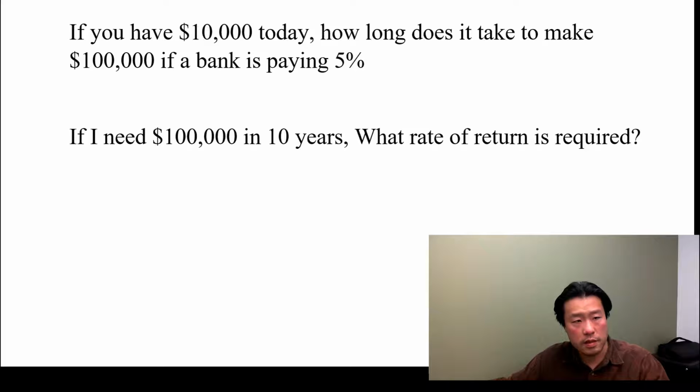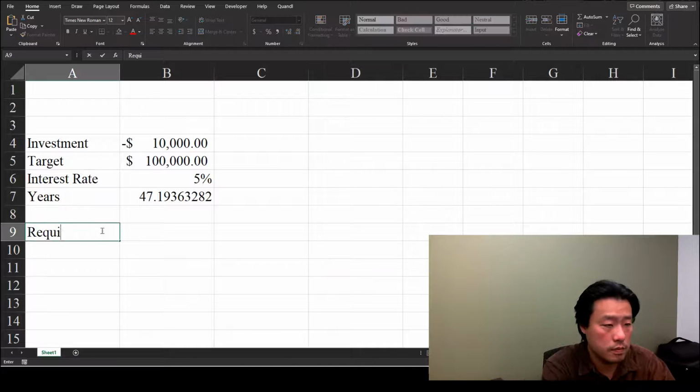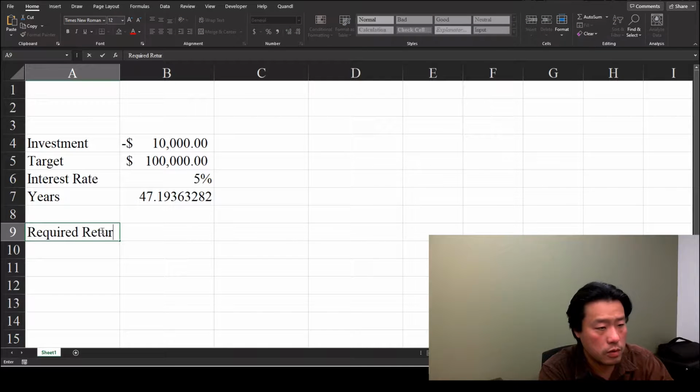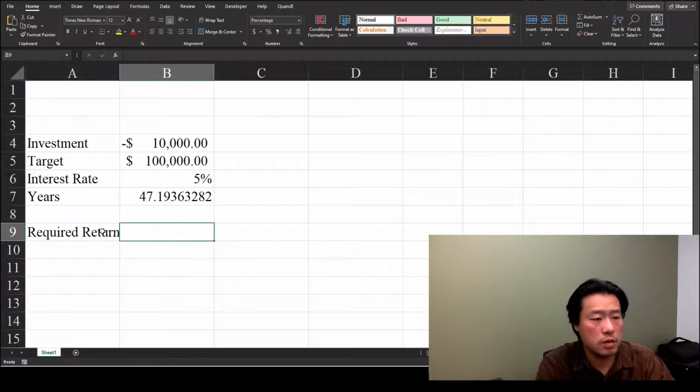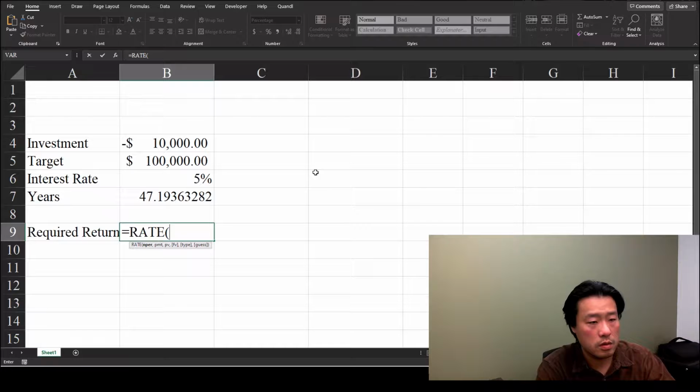Let's ask another question. If I need 100,000 in 10 years, what rate of return is required? Of course, we still assume that we have $10,000 today. To get the required rate of return, we just need to use the rate function. So the NPER is number of periods, which is 10 years. We want $100,000 in 10 years.